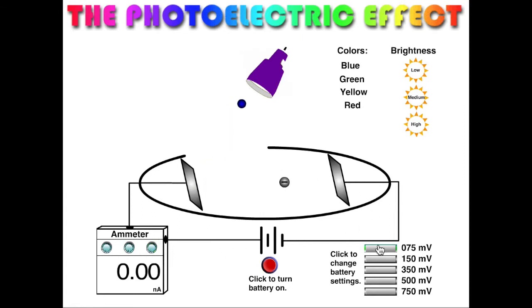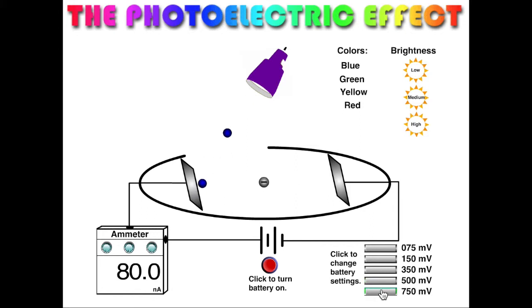When the battery is set to 75 millivolt, on the ammeter we can read a current which is higher than 200. When we make this plate more negative by increasing the power of the battery, we can see that there is less current passing through the plate. Even increasing more to 350 millivolt, the current is 100 nanoampere. And when we increase it to 500, the current is 80 nanoampere.